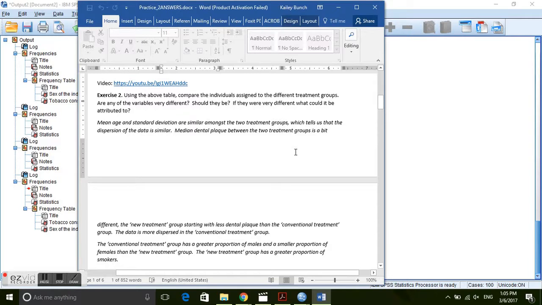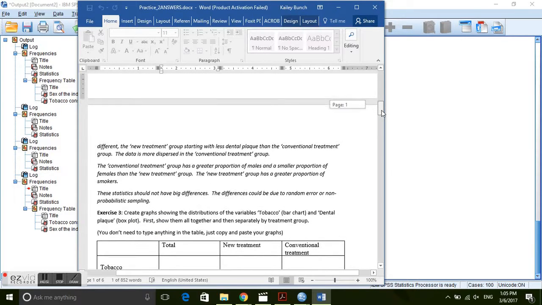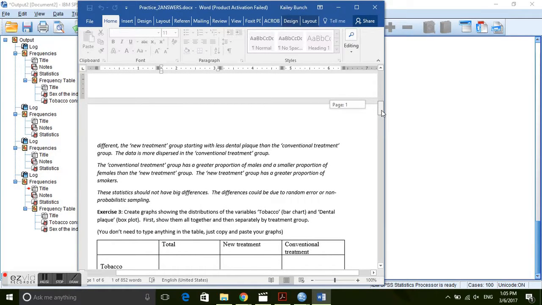Median dental plaque between the two treatment groups is a bit different. The new treatment group is starting with less dental plaque than the conventional treatment group. The data is more dispersed in the conventional treatment group. The conventional treatment group has a greater proportion of males and a smaller proportion of females than the new treatment group. The new treatment group has a greater proportion of smokers.